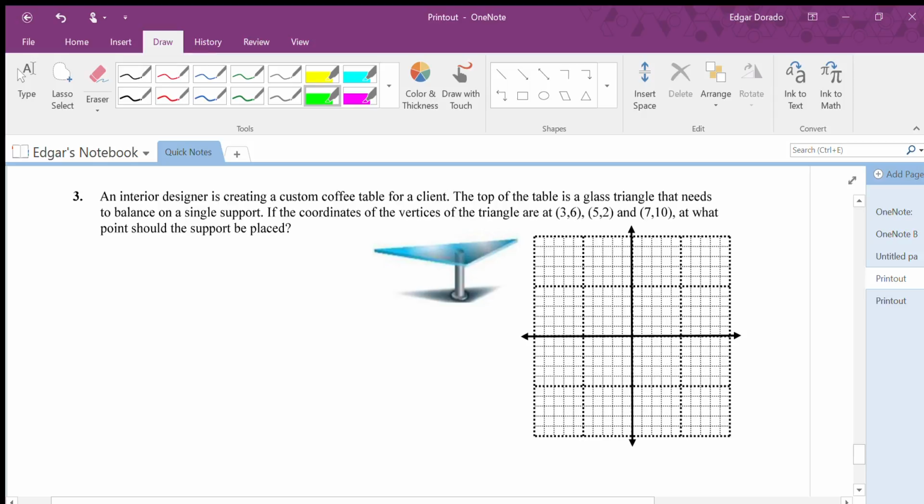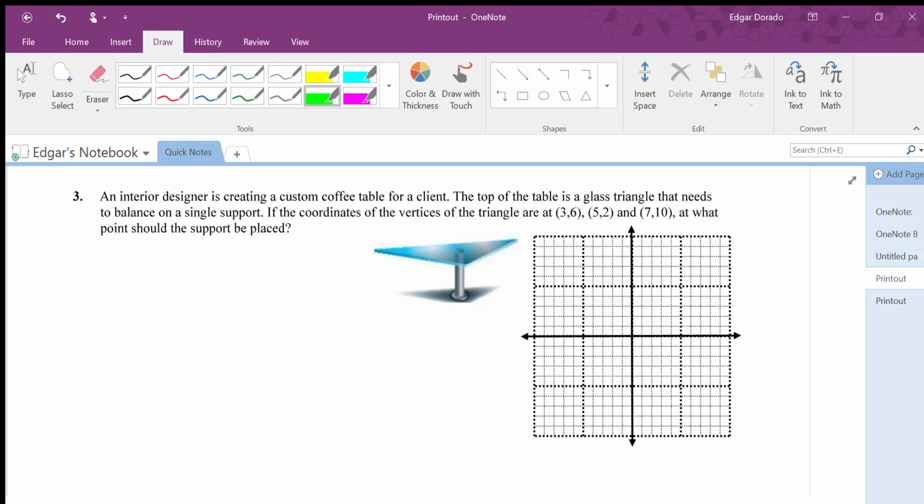Now it says if the coordinates of the vertices of the triangle are 3, 6, 5, 2, and 7, 10, at what point should the support be placed? Well, let's think about that, guys. What did I mention before? I mentioned something about the centroid. Where all these medians connect right in the middle gives you a sort of balance. So if we only have one single support for this table, then we should probably put it where we know it will balance. That is the centroid.